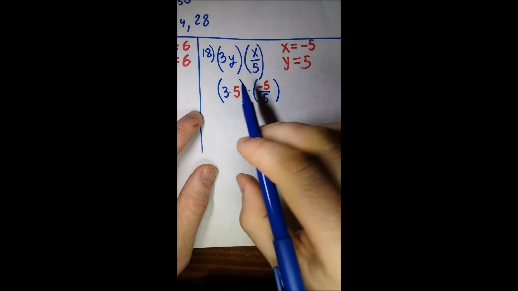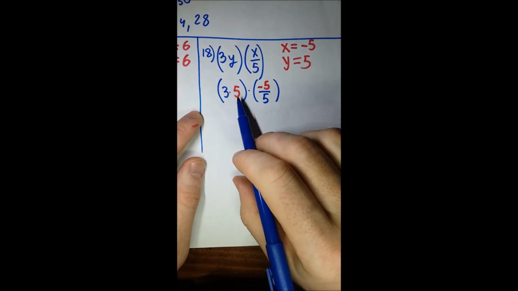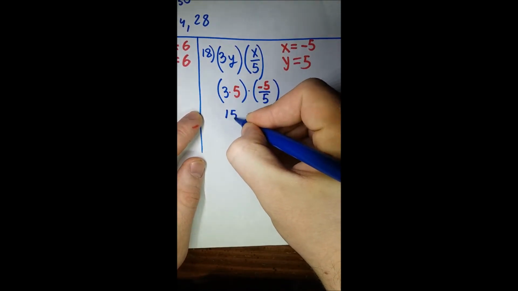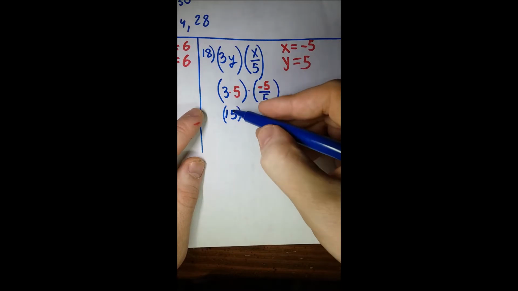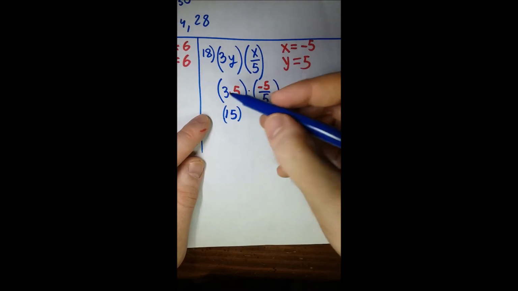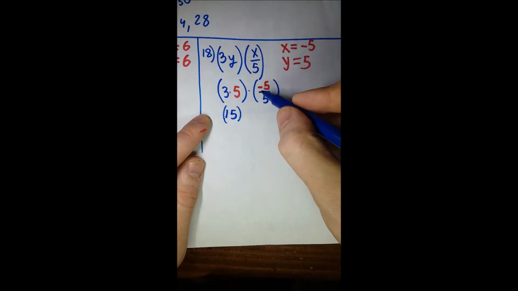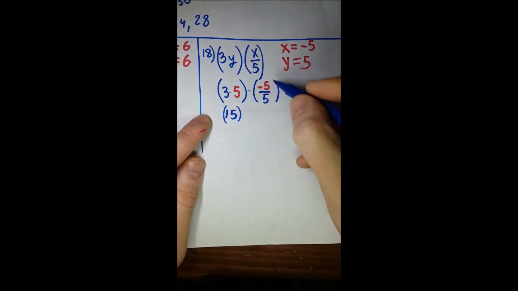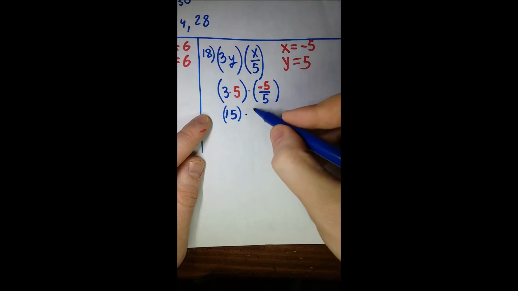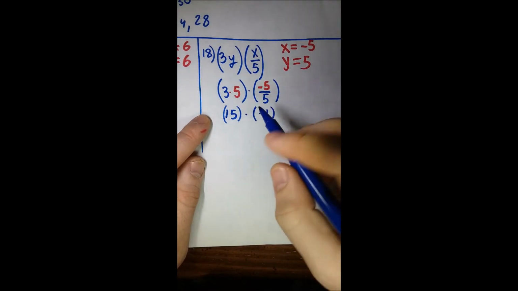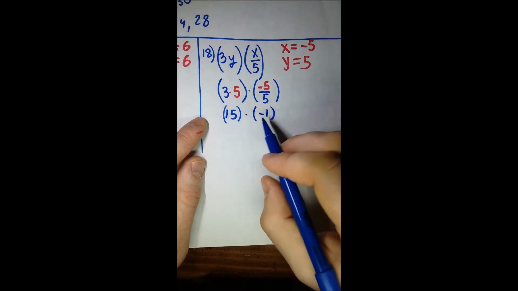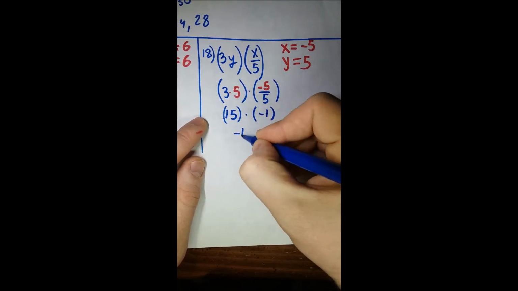And now let's just start simplifying. 3 times 5 is 15. You can put parentheses around it, but it's not necessary because it's a positive number. Now here is a trick. Negative 5 divided by 5. You do what's inside the parentheses first, which means it's going to be a negative 1. Now, 15 times negative 1, the answer is negative 15.